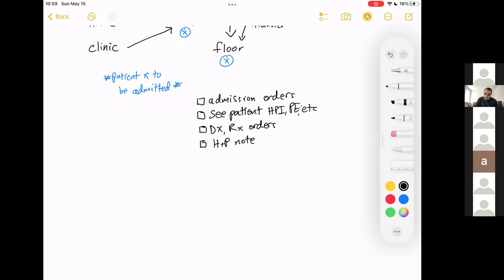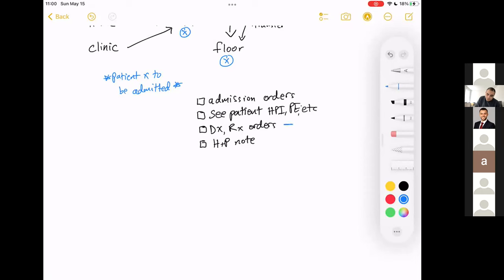Okay. Out of all these, what do you think is the most important step? What do you guys think? Out of these four? I'd say seeing the patient. Seeing the patient? Who else? Anybody want to agree, disagree? Yeah, that's the classic answer, seeing the patient, doing the physical exam.